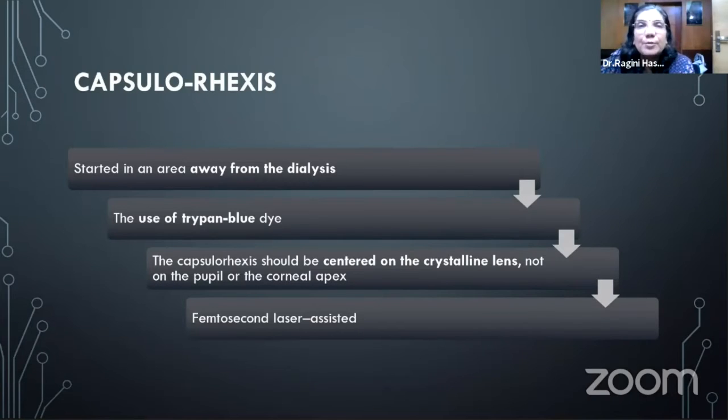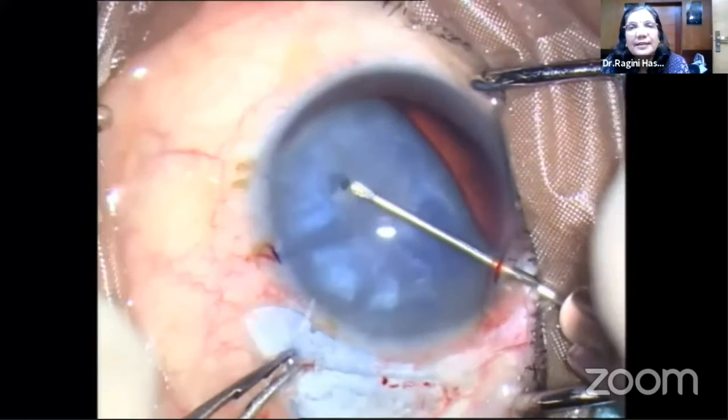The capsulorhexis should be started in an area away from the dialysis. Trypan blue dye is very, very helpful because it stains the capsule and makes your life much easier. And the rhexis should be centered on the crystalline lens and not on the pupil or the corneal apex. So the lens is decentered, but one must remember that the rhexis should be centered on the lens and not in the center of the pupil. As you can see over here, the lens is decentered.